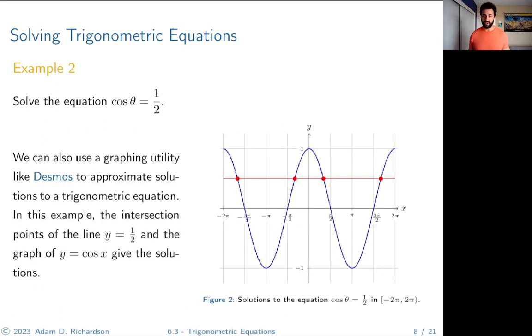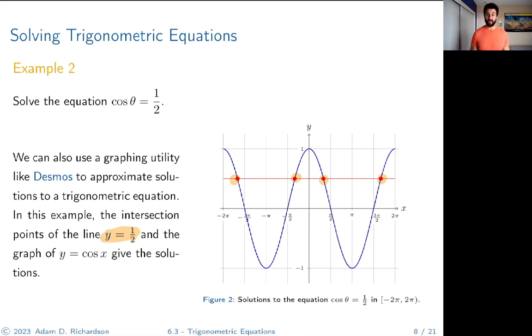I've got a picture here as well. If you go to Desmos and you try to graph this and graph the line y equals 1/2 also, you'll see that the line y equals 1/2 intersects the graph infinitely many times. It intersects it here and here and here and here. So I basically just did an interval from negative 2 pi to 2 pi, and you can see that there's all these solutions.